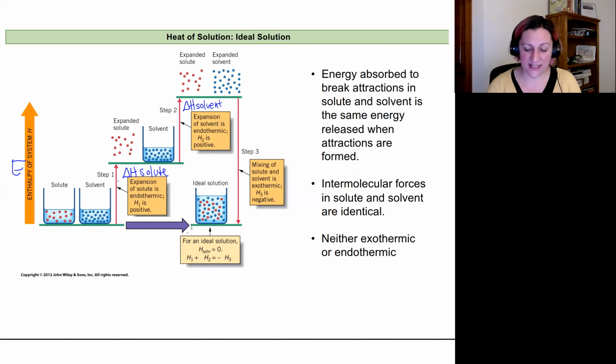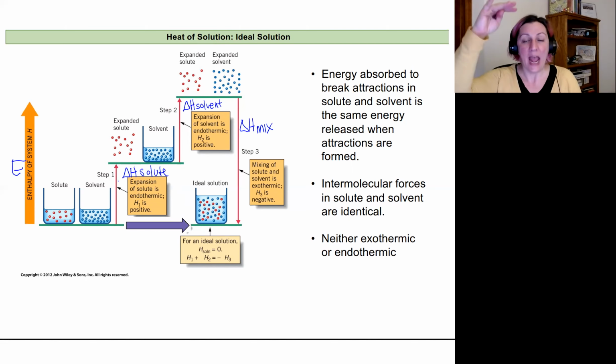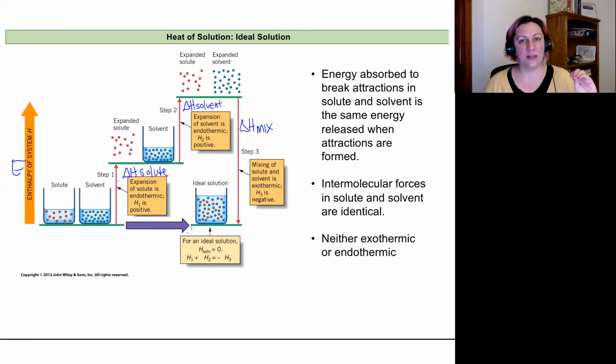And then as we mix them, that's going to be our enthalpy of mixing. That'll be negative, right? Because it's going to release energy. And so that's going to bring us back down. Now, if the amount of energy we have to put in to break the intermolecular forces of our solvent and our solute is the same as the energy we release to reform intermolecular forces between the two, then we'll have no real net change in energy, right? Like we won't need to absorb energy to make this happen or release it. And so we'll have kind of the same energetics before and after.